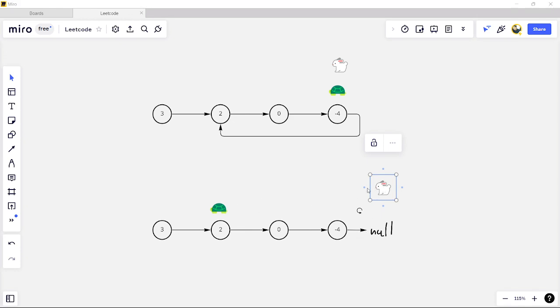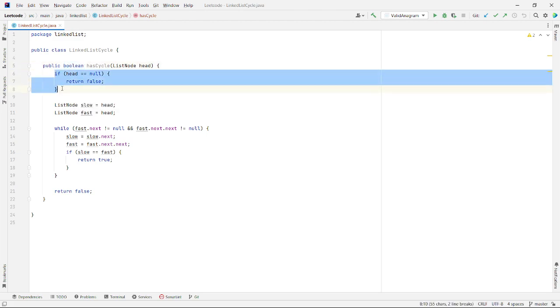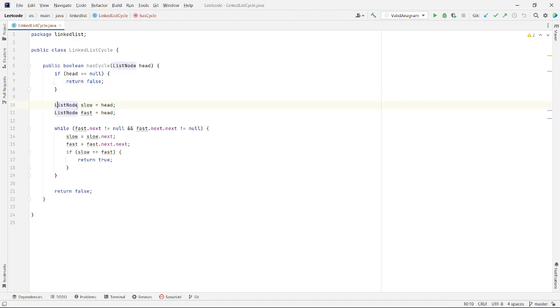So if we take a look at the source code of this problem, we are given the head of the linked list, and we have to return whether there is a cycle or not. We return true if there is a cycle, and we return false if the cycle is not present. The first condition we need to check is if the head itself is null, that directly means that there is no cycle in this linked list, and hence we return false in this case. Then we initialize two pointers, slow pointer and fast pointer. Slow means our tortoise, and fast means our hare. And we assign both of these pointers to the head.